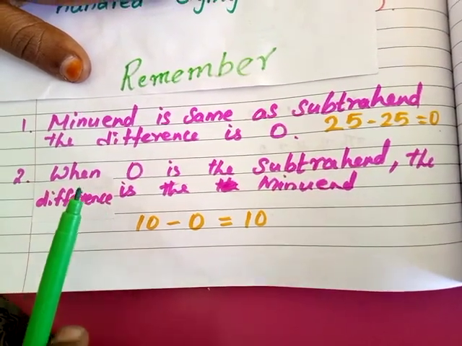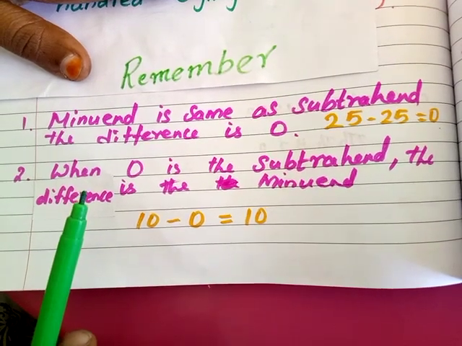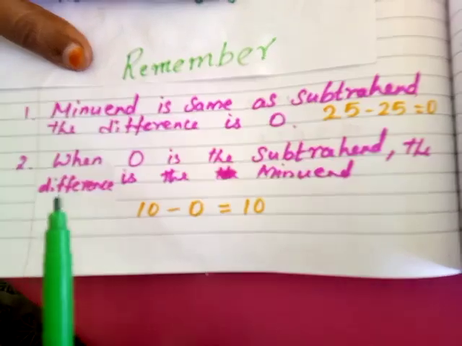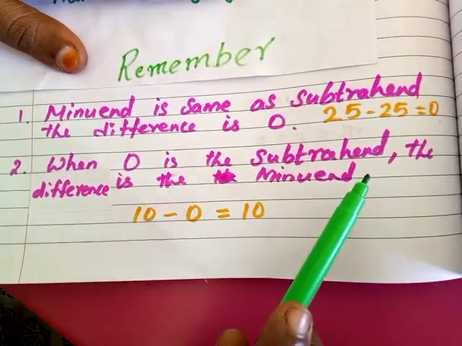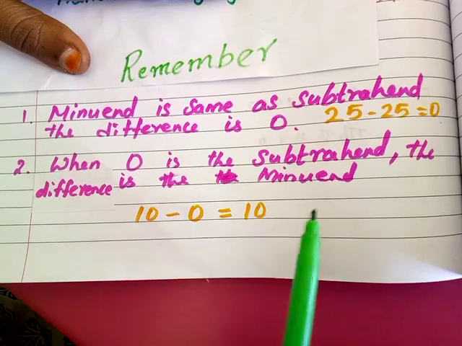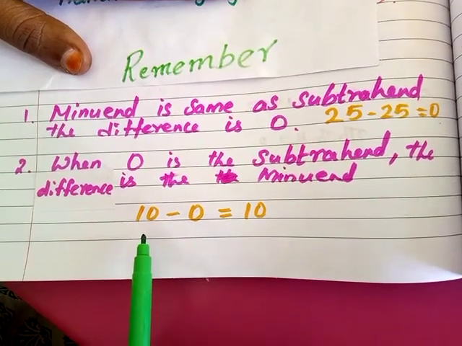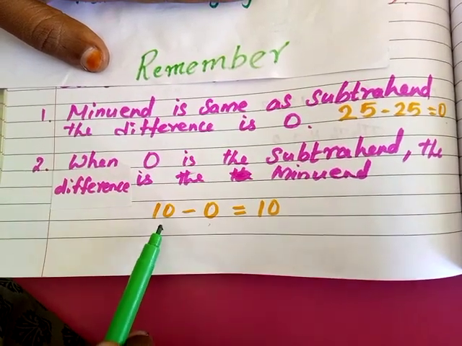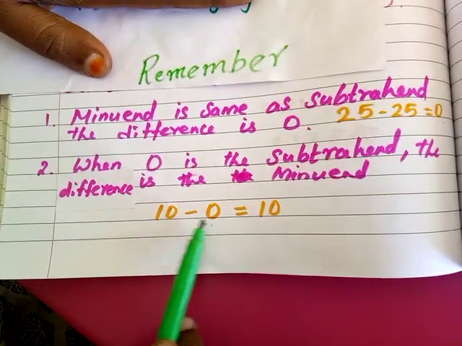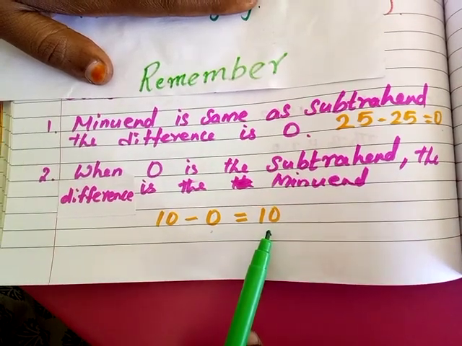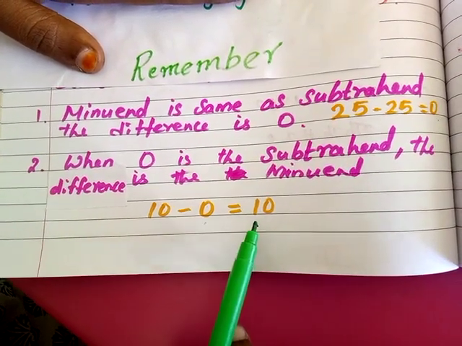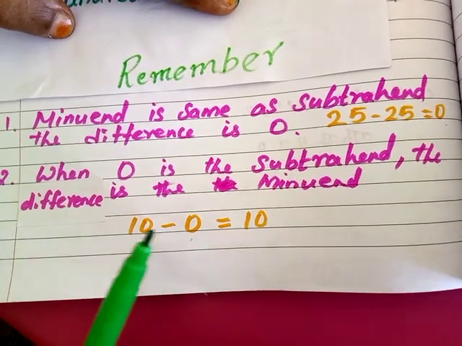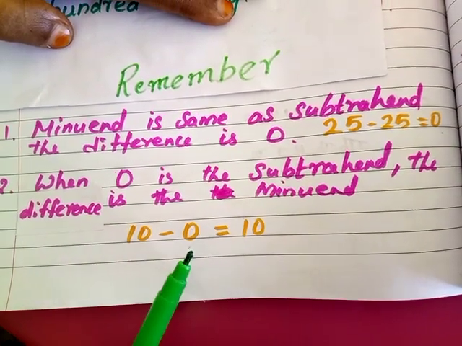Another point is 0 subtracted from any number will give the number itself as the difference. That can also be said as when 0 is the subtrahend, the difference is the minuend. So here the subtrahend is 0 and the minuend is 10. So when I subtracted 0 from 10, my difference is the same as the minuend, that is 10 itself. I hope you all understood this. This is just recalling the few things which we have to remember in the subtraction process.